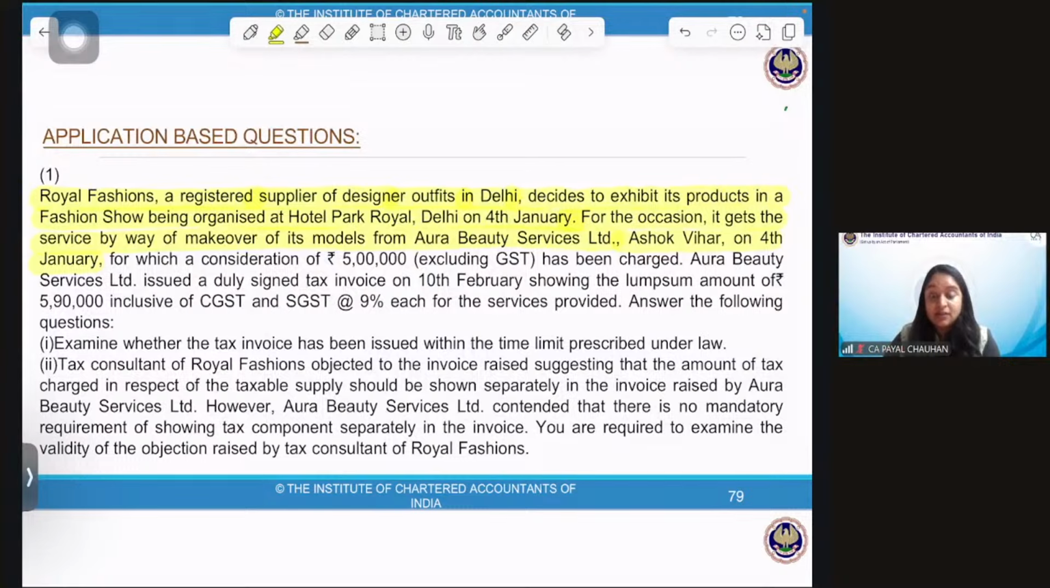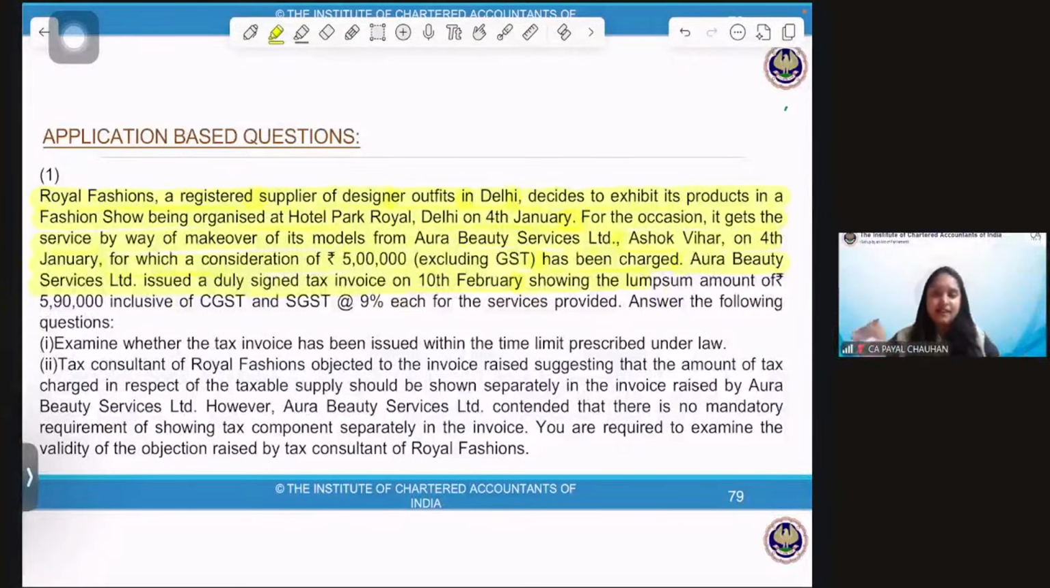So when was the service taken? It was taken on 4th January for a consideration of rupees 5 lakh, excluding GST. Now Aura Beauty Service Limited issued a duly signed tax invoice on 10th February showing the lump sum amount of rupees 5 lakh 90,000, inclusive of CGST and SGST each, for the service provided. Answer the following question.